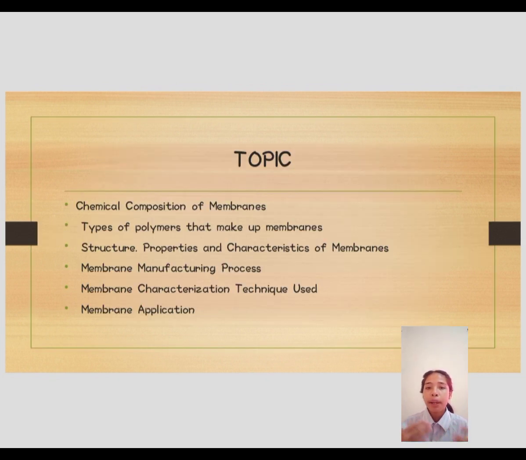Topic 1. Chemical composition of membrane. 2. Type of polymer that makes our membrane. 3. Structure, property, and characteristic of membrane. 4. Membrane manufacturing process. 5. Membrane characterization using UF. 6. Membrane application.